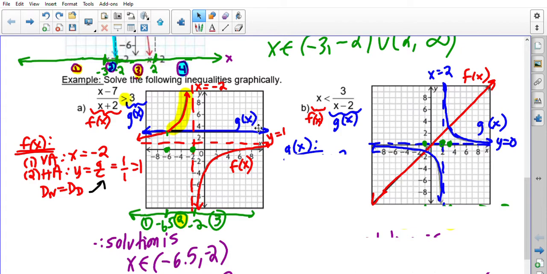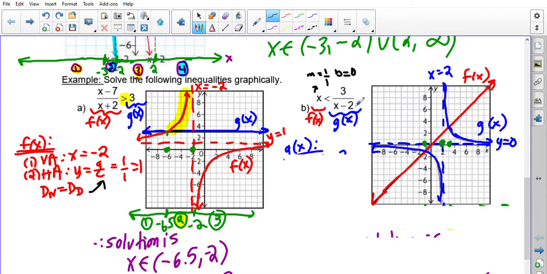All right, let's try another one. I'm going to refer to f of x as just the line y equals x. Remember that just means that this is a slope of 1 over 1 and a y-intercept of 0. So that's drawn here. I drew that in red.